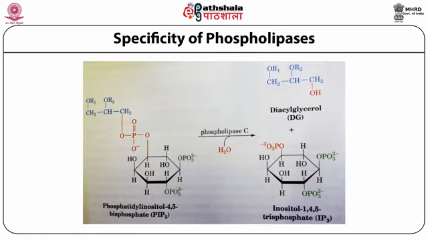Phospholipase C hydrolyzes PIP2 to generate IP3 and diacyl glycerol. The structures of IP3 and PIP2 are as shown in the slide. Both molecules act as secondary messengers in signal transduction. This phosphoinositide pathway is discussed in more detail in the signal transduction chapter.